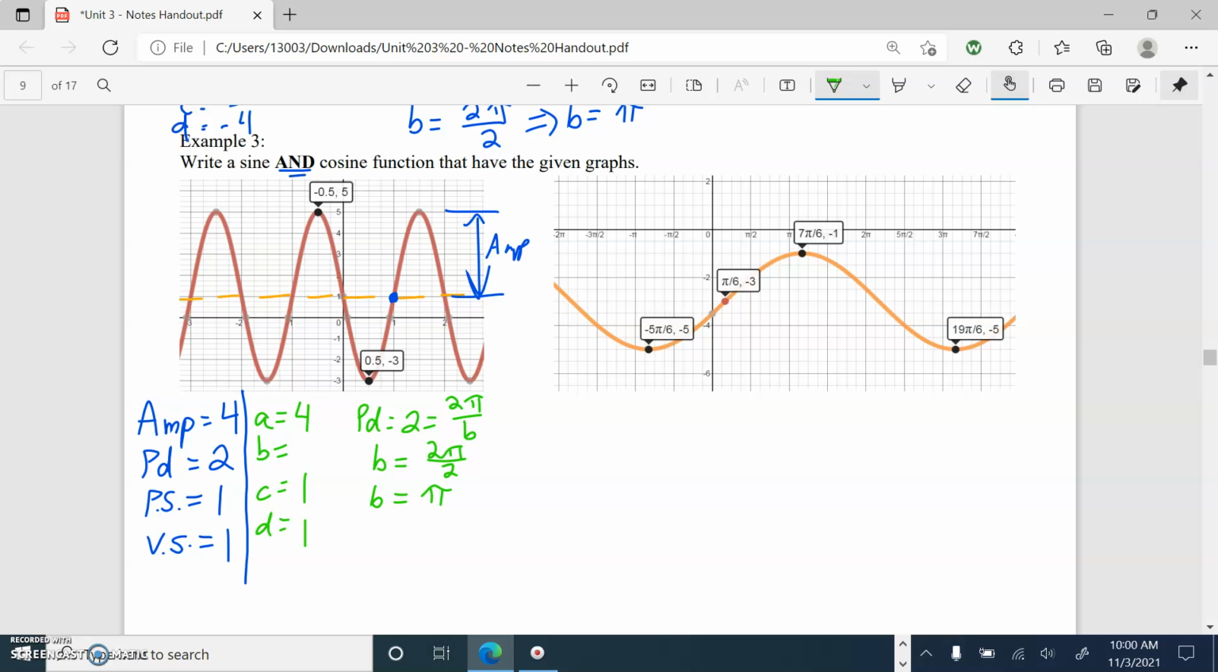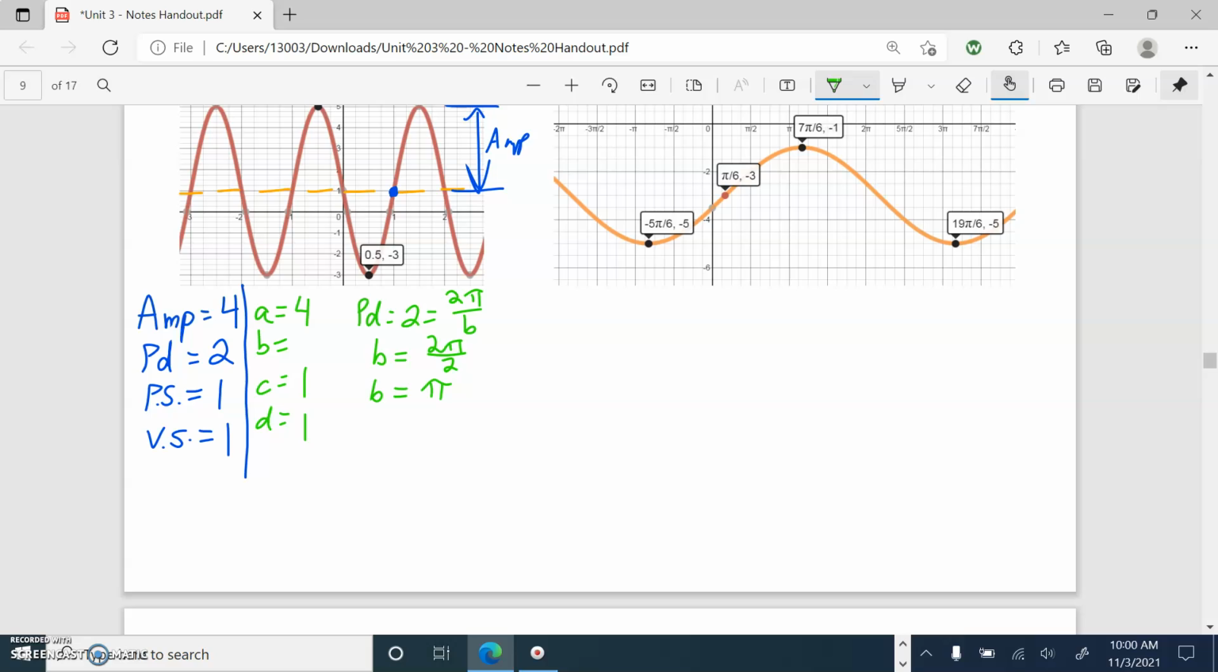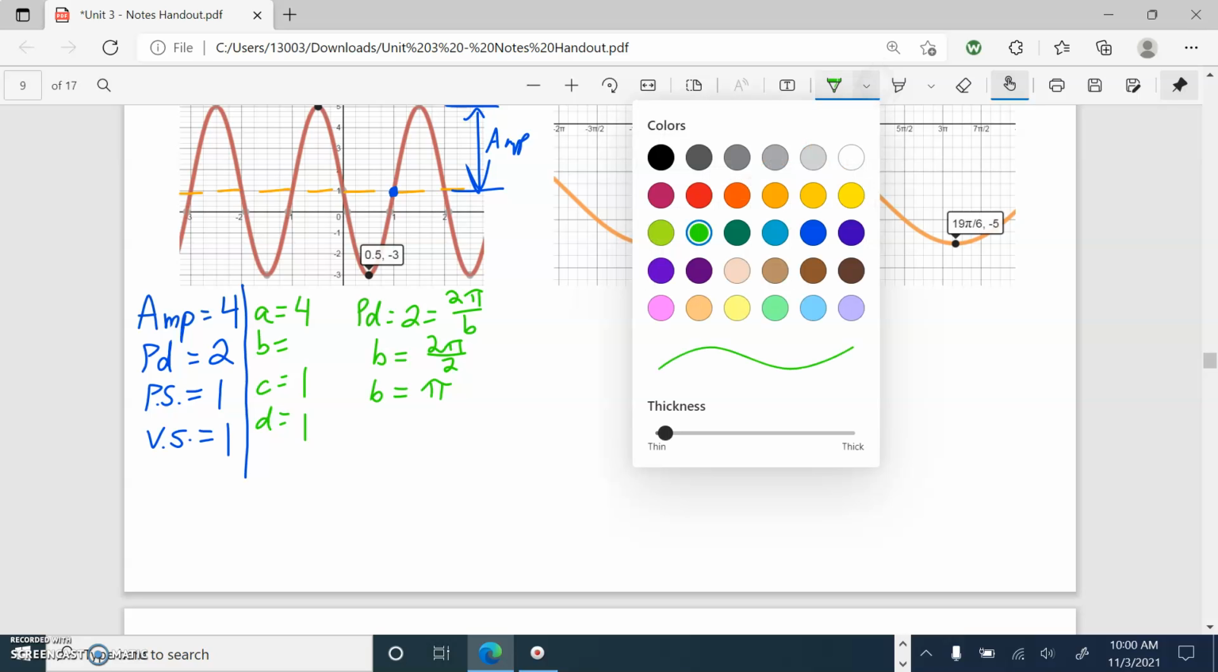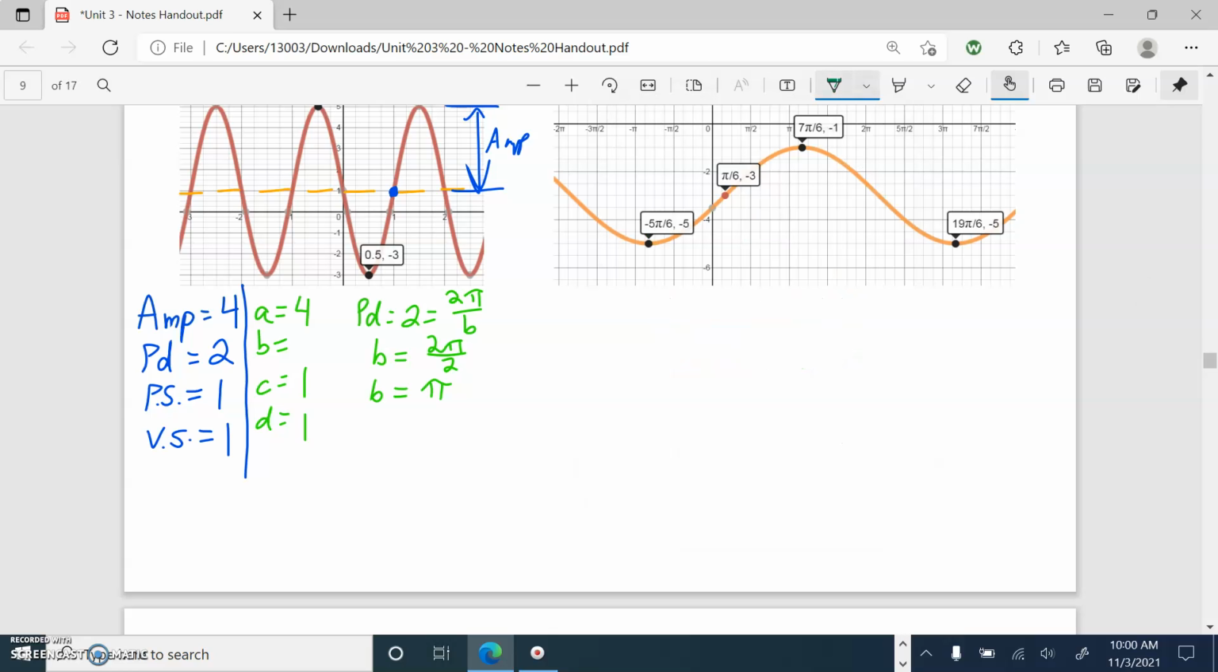So we found that. Let's see, I got some room down here. So I will write our answer in a different color green. All right, so our f of x is a times sine of b. Oh, b was pi. Sorry, I didn't put that in there. Pi times the quantity x minus c, plus d. So there you go. That's our sine function.